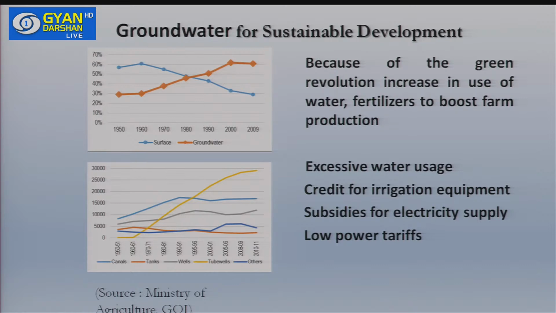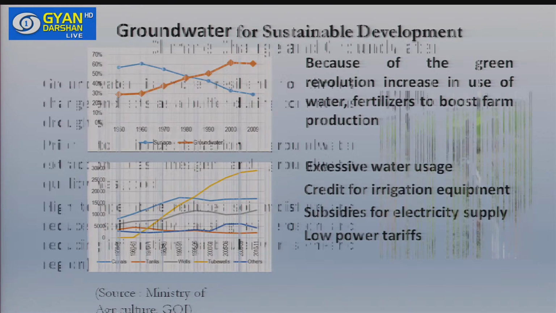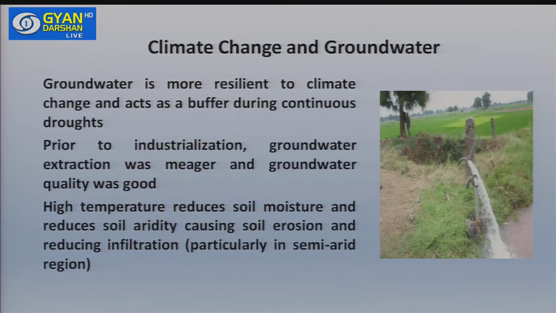So we have to think about groundwater usage, and if we want to make it available for future generations, we have to use it judiciously. The next thing is what impacts groundwater. Generally, now we have been talking about climate change. Climate change is an important phenomenon. It is affecting every aspect in the sphere, and at the same time, groundwater is also being affected.